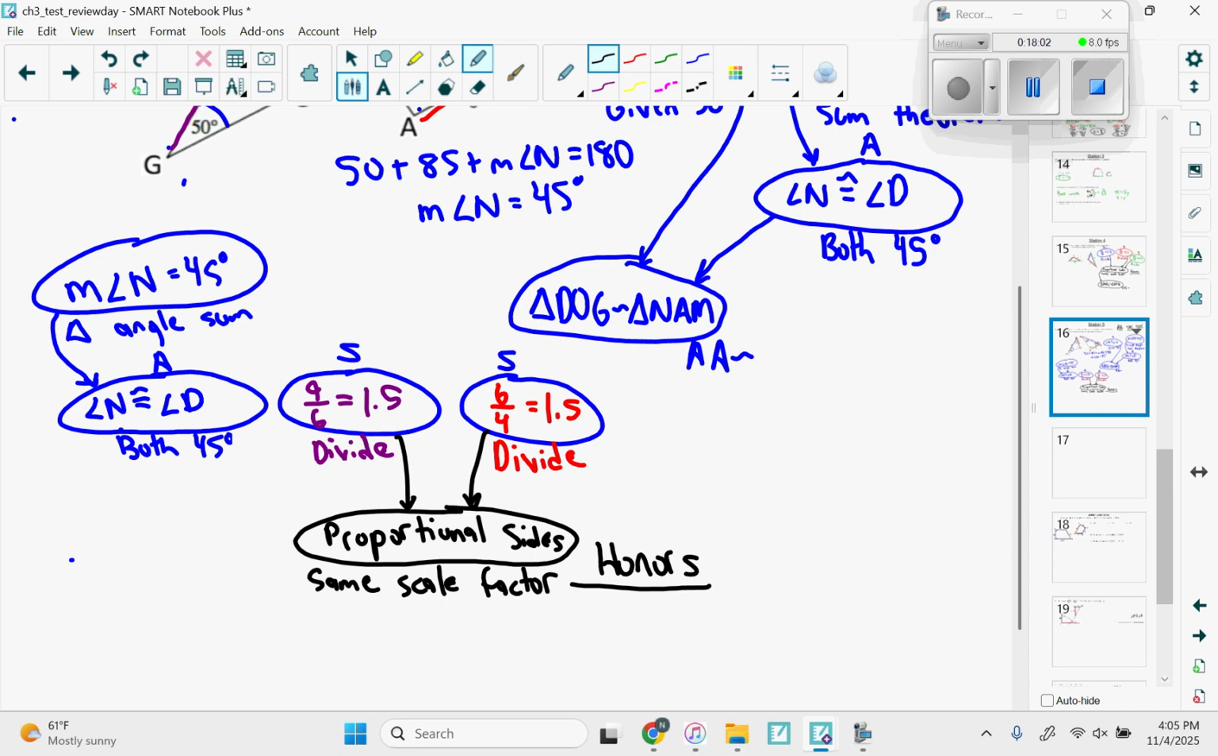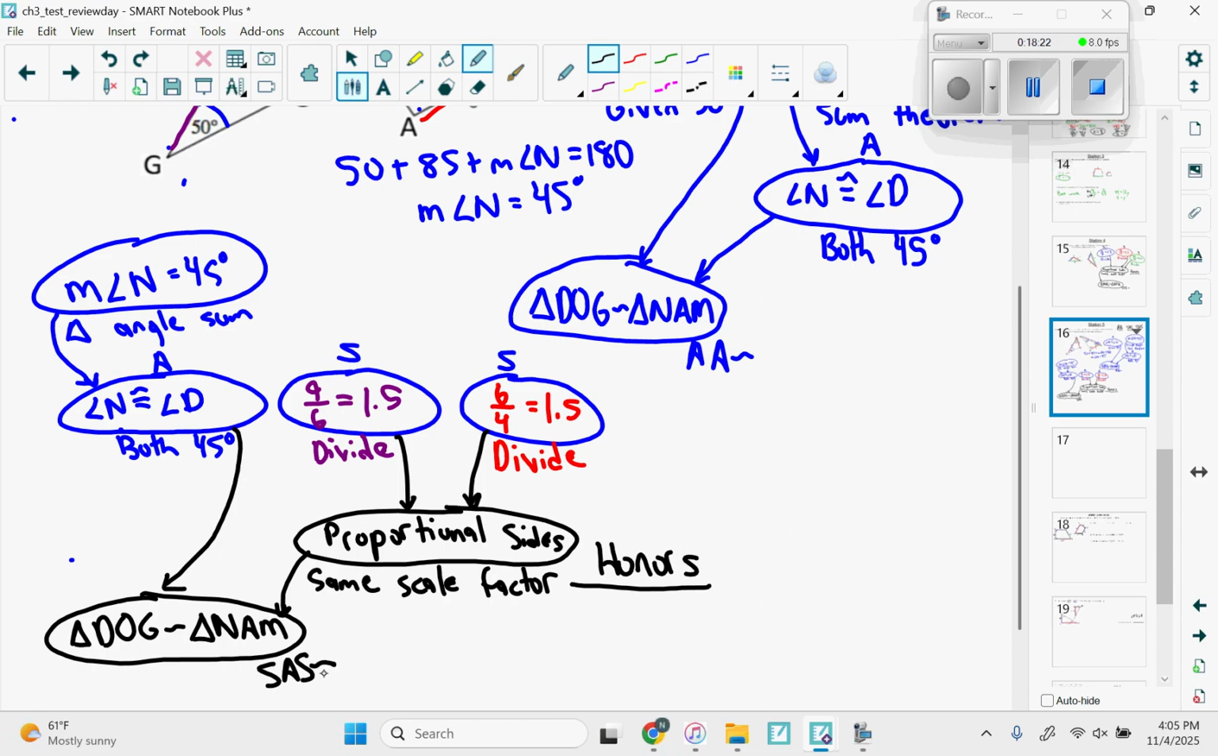Now that we found that they have the same scale factor and we found that the angle in between them is congruent, we can say triangle DOG is similar to triangle NAM because of side angle side similarity. Okay. All right, so if you need to review the flowcharts, go ahead and pause it. Otherwise, I'm going to move now on to our similar figures review.